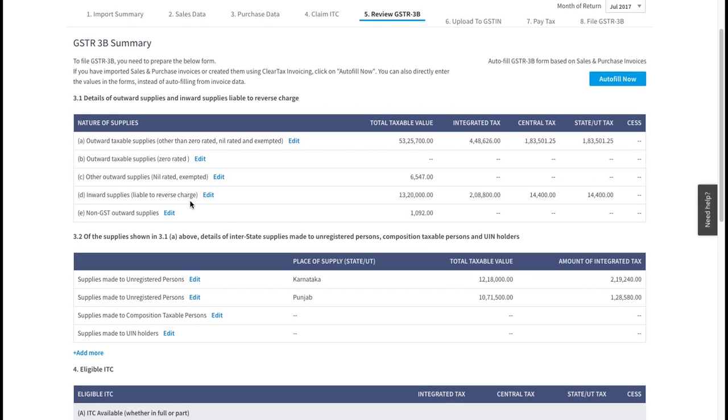Supplies made to unregistered persons are the ones who do not have a GST registration. Supplies made to composition taxable persons. Composition taxable persons are the ones who are liable to pay tax under the composition scheme. Supplies made to UIN holders.